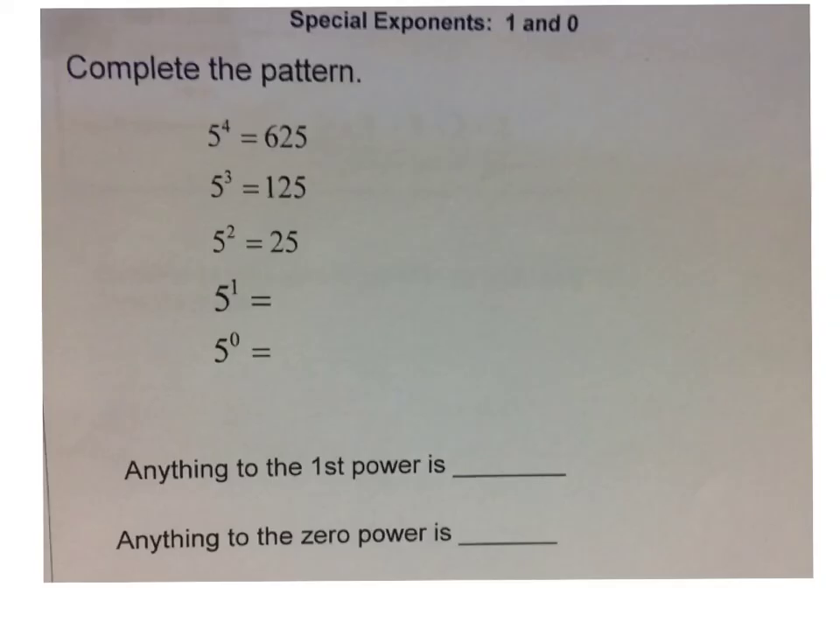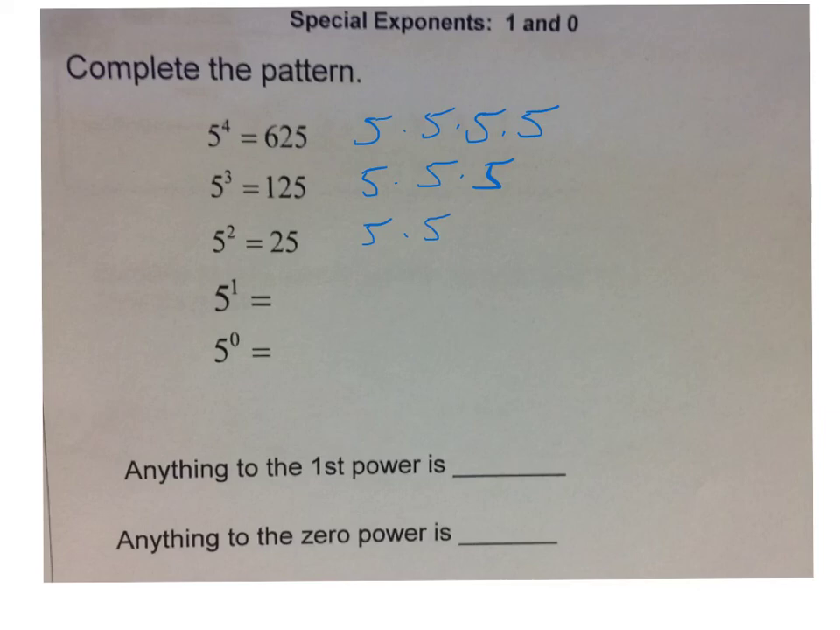All right, now let's look at some patterns. Let's look at this pattern here so we can learn some special things about the exponents of 1 and 0. So 5 to the 4th is 625. Remember, that's 5 times 5 times 5 times 5. 5 cubed is 125. 5 times 5 times 5. 5 squared is 25. 5 times 5.